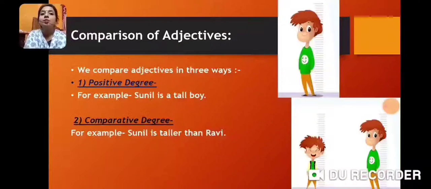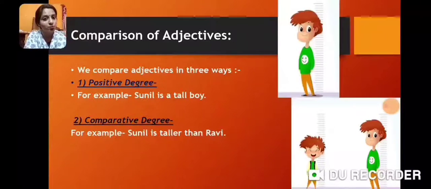Now we will move forward and talk about the comparison of adjectives, how we use adjectives to compare nouns or things. We compare adjectives in 3 ways. First is the positive degree. For example, Sunil is a tall boy. In this sentence, we are only talking about Sunil and he is a tall boy.